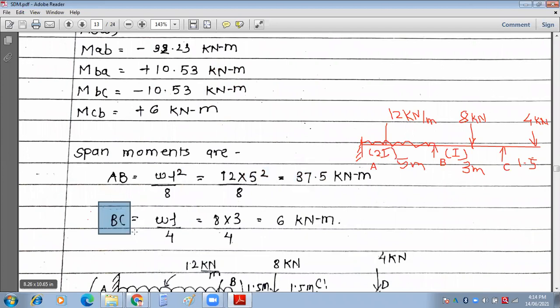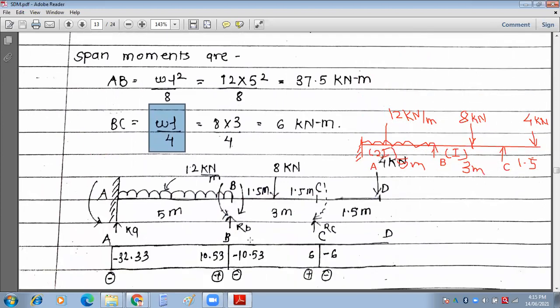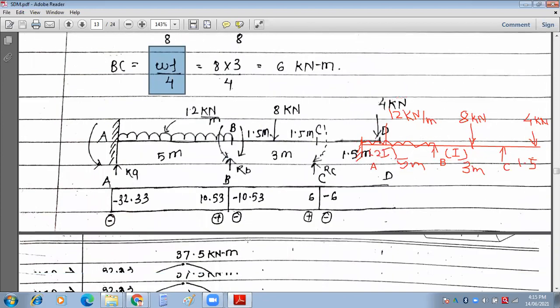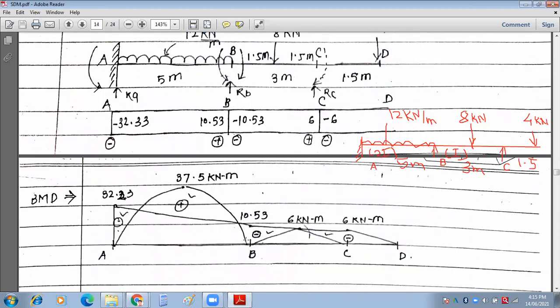Similarly for the span BC, it carries a point load, therefore WL by 4 is the moment, where W is 8 and L is 3, divided by 4. If you solve this, you will get 6. Now once you have taken this moment, let us proceed to the bending moment diagram. The central span moment we worked out using this formula for the span AB, which carries a UDL, is a parabolic curve, and the intensity is 37.5. For the BC span, it carries a point load, therefore this will be like this, 6 kilonewton meter.